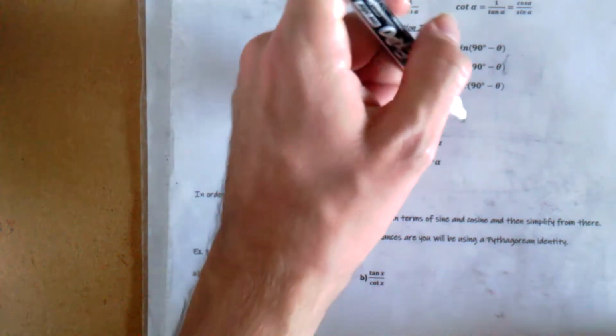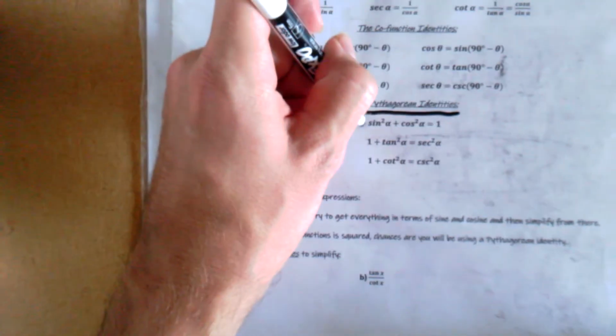Hi everyone. In this video we're going to solve problem F on page 52. The directions again are asking us to use the Pythagorean identities to simplify. Remember that simplify just means we want to get as few terms as possible in our answer, and we probably don't want to have any fractions. And the Pythagorean identities are on page 51, right here. So we're going to use these three Pythagorean identities in order to simplify problem F.